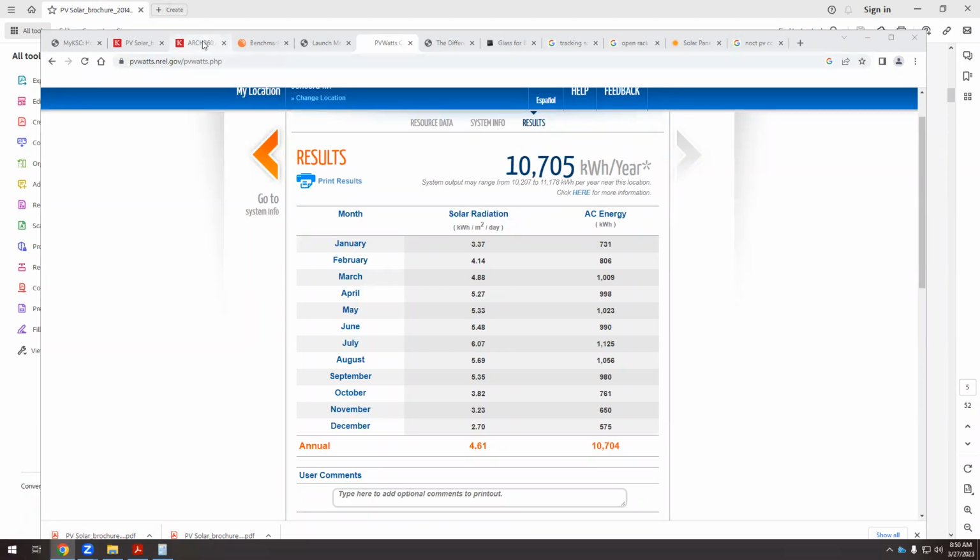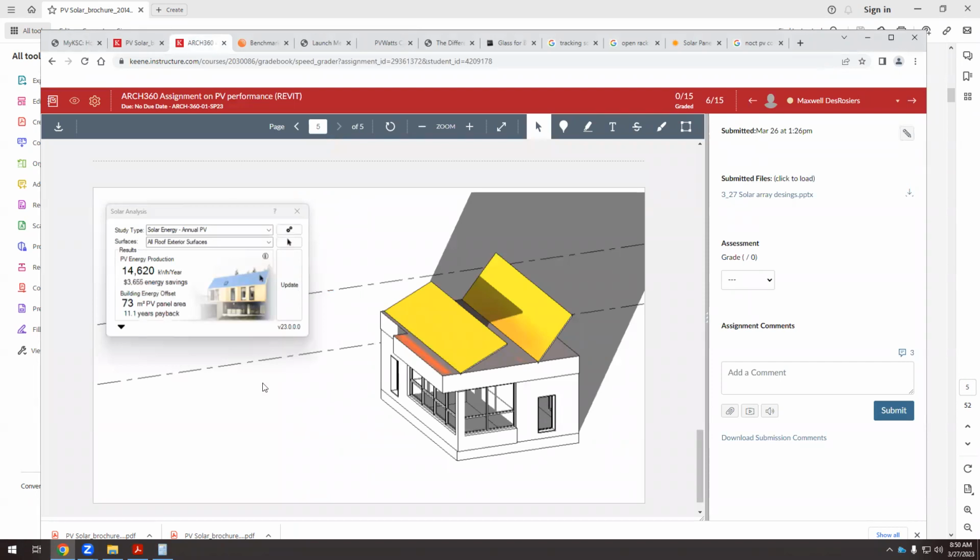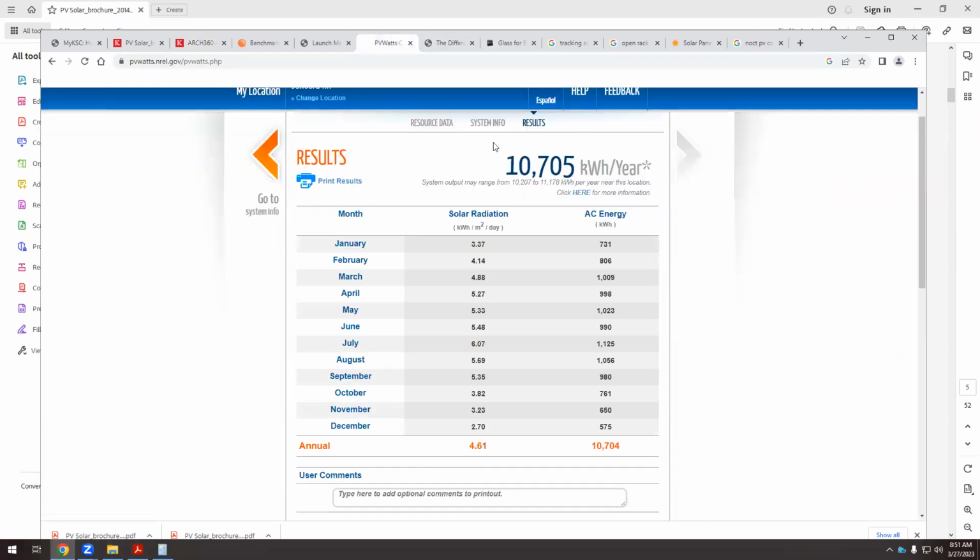Can we compare this to the Revit? Well, do we have any information about the PV production in Revit? We do. I will open Revit, but we do have some information about the PV panels in Revit. Okay, so you remember that there were some settings here, and here we can check the PV production of that. We have the same area, so I have used the same area, this 73 square meters. So with this software, the production is 14,000. In PVWatts, the production is 10,000.